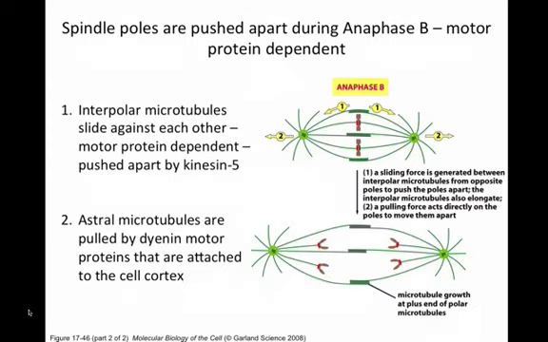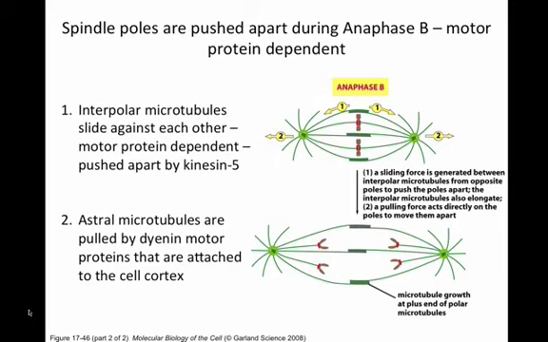Okay, so anaphase B, we can do it. 3 minutes to go. Spindle poles are pushed apart during anaphase B. So anaphase A is about that catastrophe of those microtubules, the kinetochore microtubules, and the separation of the sister chromatids. And part B is about pushing the spindle poles apart through two mechanisms, both of which are motor protein dependent. Remember we talked briefly about motor proteins. If you go back to the slide earlier where I showed the different motor proteins attached to the mitotic spindle, it'll start to make even more sense.